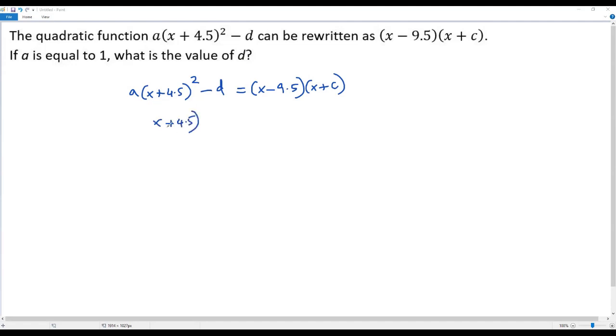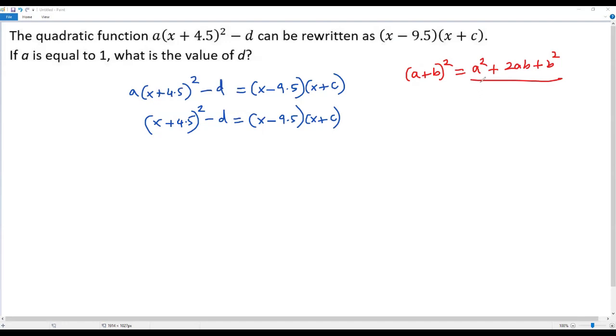Let me write it over here. So I plug in a equal to 1 and multiply this stuff by 1, and I'm getting the same stuff: (x + 4.5) squared minus d equals (x - 9.5) times (x + c). Now I can expand the square of the binomial using the algebraic identity (a + b) the whole square equals a square plus 2ab plus b square. Whenever we square a binomial a plus b, it can be written as a square plus 2ab plus b square. It's an expansion.